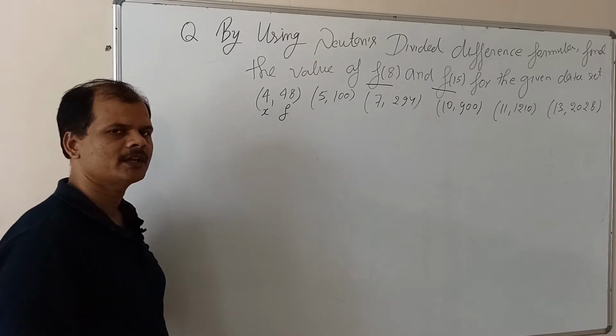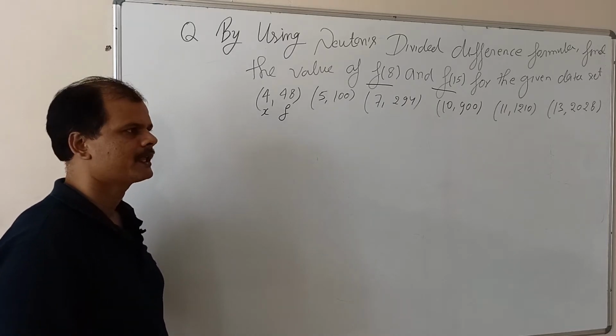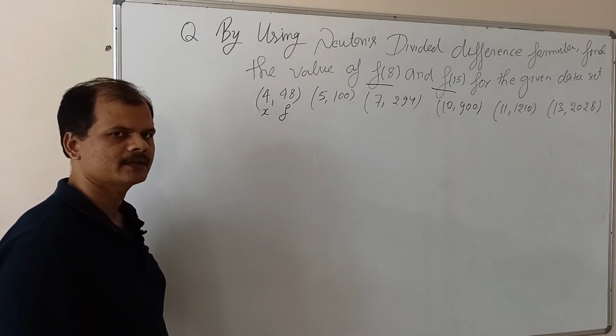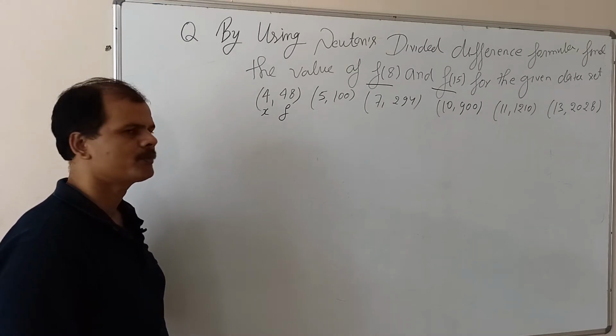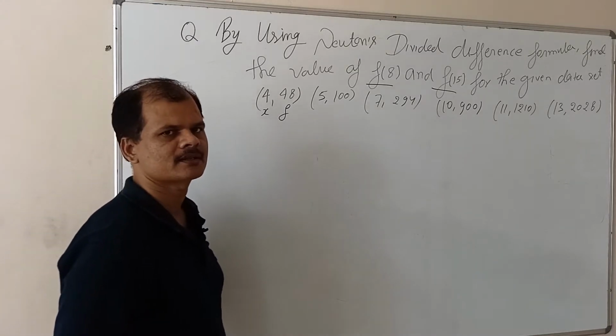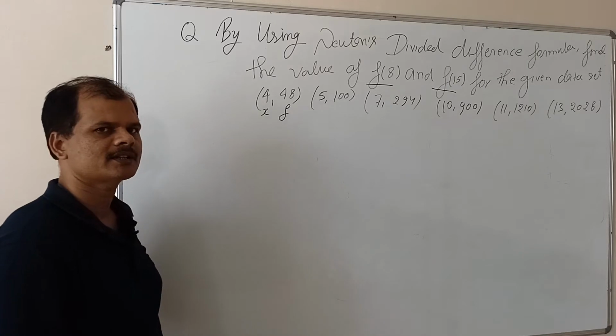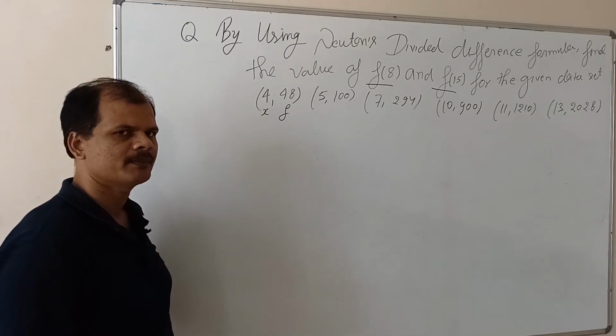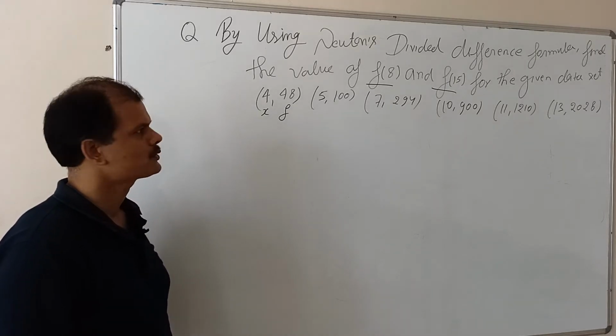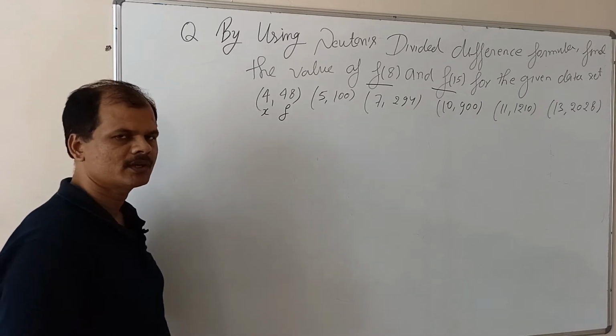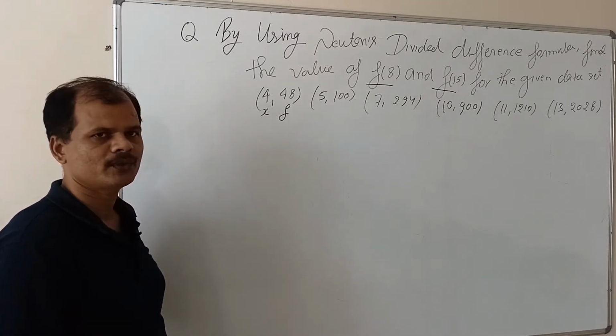For unequal intervals, we have Lagrange's interpolation also, right? But in that, if you have more data points, we get a very large number of terms. It may complicate things sometimes. So we'll use the Newton divided difference interpolation formula.